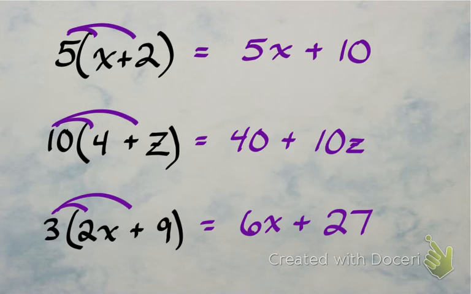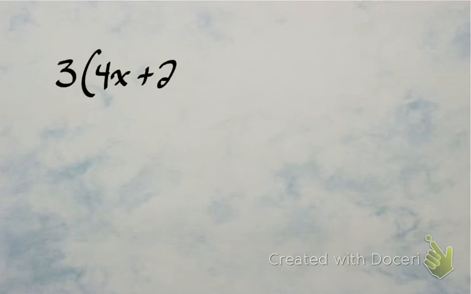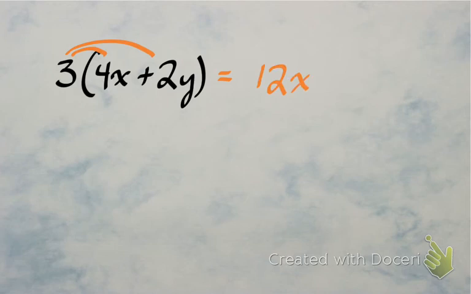Let's try a couple tricky examples. Here's one where we actually have 2 different terms inside. In an example like this, nothing changes. We still distribute. Whoop, whoop. 3 times 4x is 12x. 3 times 2y is 6y. We just have 2 variables, an x and a y, and that's totally fine. Just like when we simplify expressions, we can't put them together. They stay separate. And we multiply, and we're good.